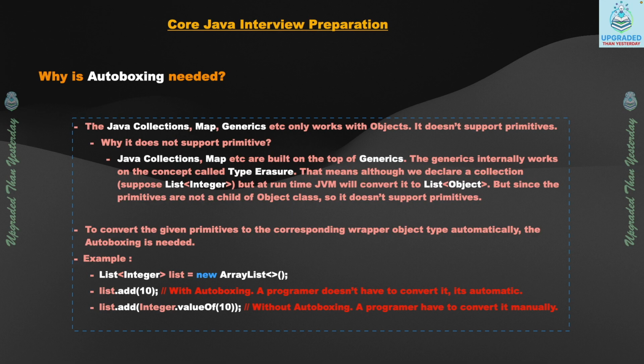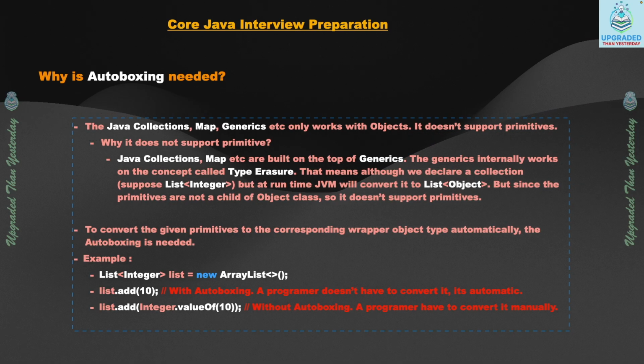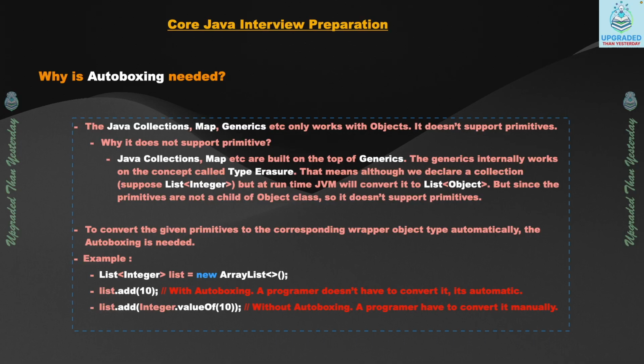The generics internally work on the concept called type erasure. Suppose you have a list of Integer. During runtime, the JVM will convert the list of Integer into a list of Object. That means every generic type has to be a child of the Object class. But since primitives are not a child of the Object class, it does not support primitives. So to support the primitives, autoboxing is needed.